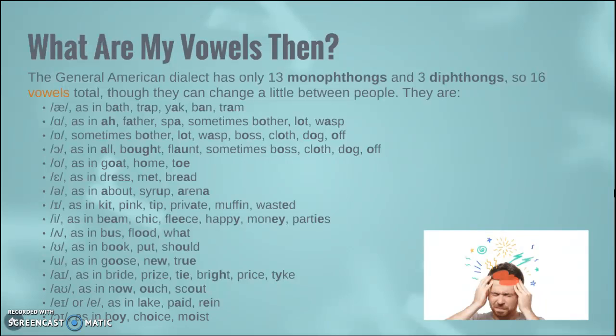Lake, paid, and rain make an A diphthong, though in some accents this is just E. And we have boy, choice, and moist for oi diphthongs.